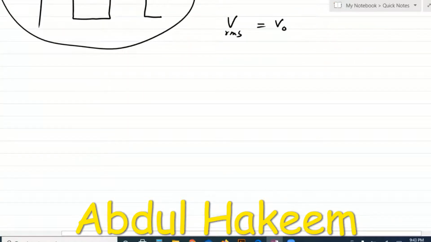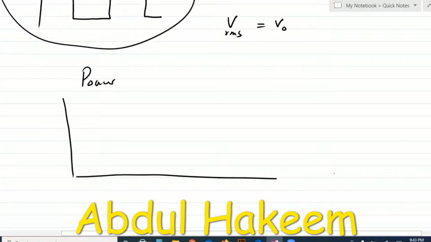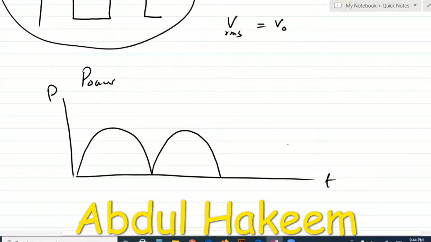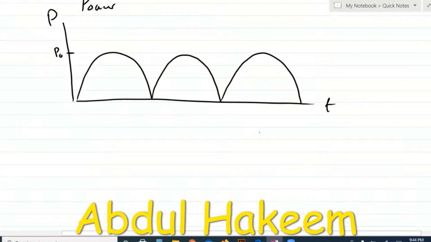Now, the power from the AC. Power is a scalar physical quantity. So with power on the y-axis and time on the x-axis, due to the alternating current, the power across the resistor is also fluctuating. This is the peak power. The peak power is equal to the product of peak current and peak voltage.